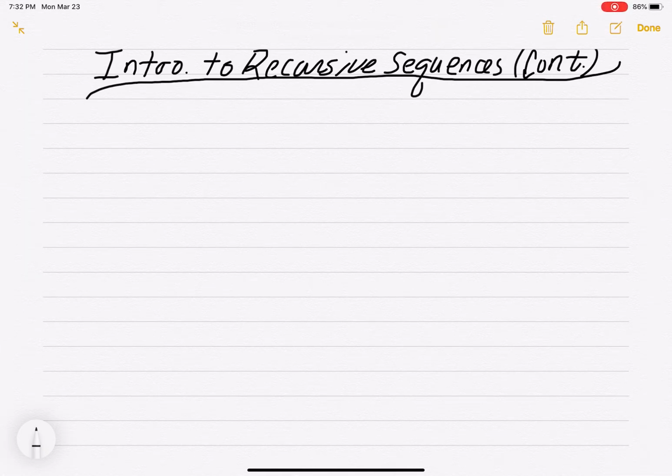So we looked at some sequences that were in closed form, and we figured out the recursive definitions. We want to do a few more of those, so some more exercises.